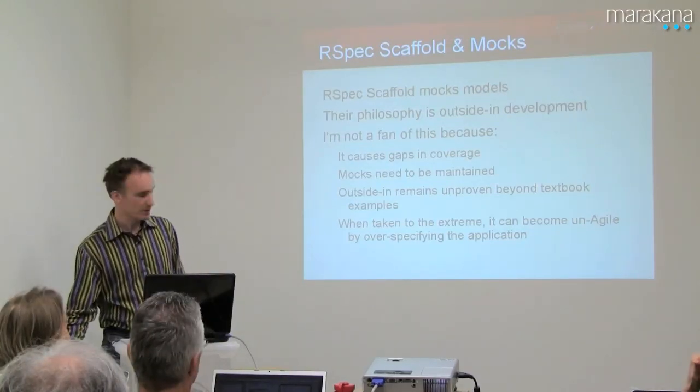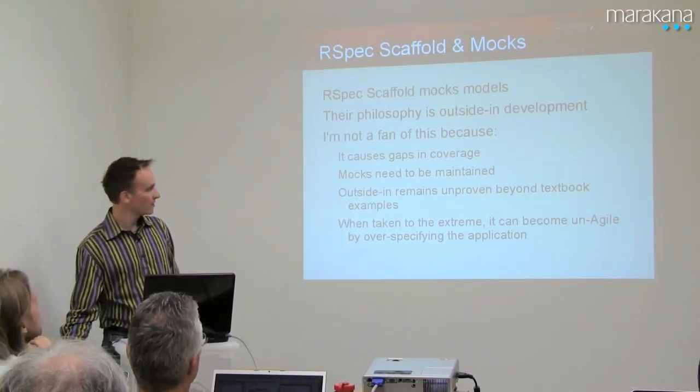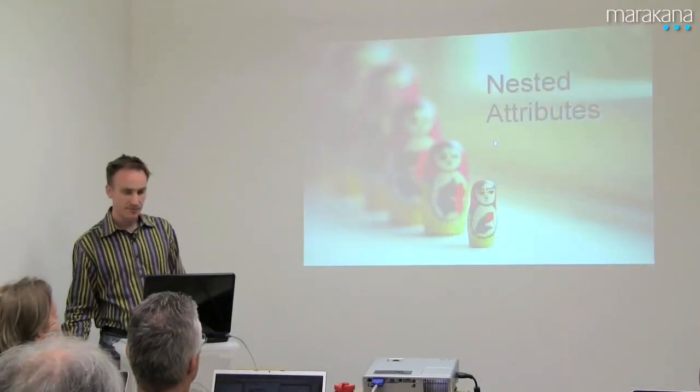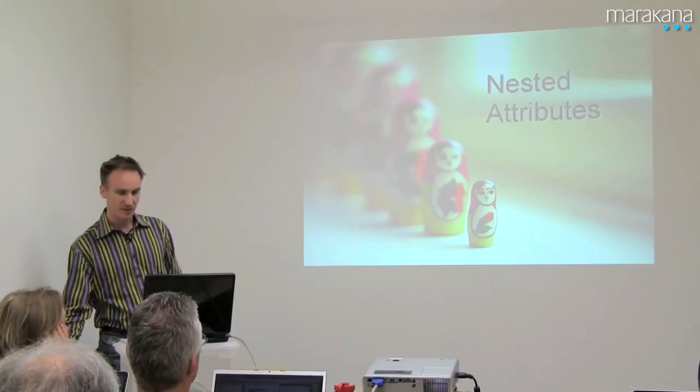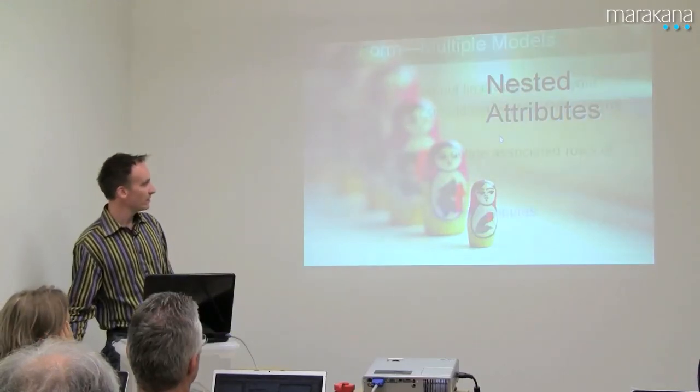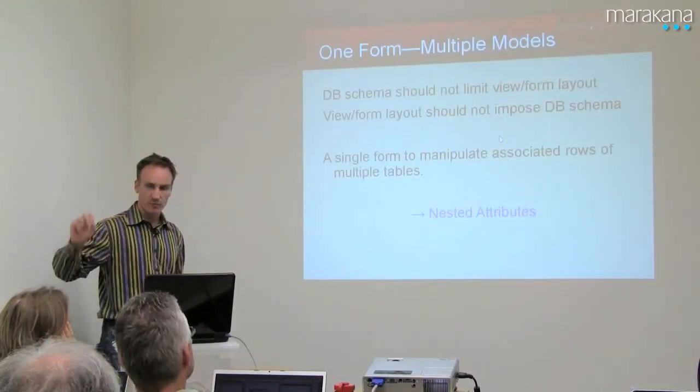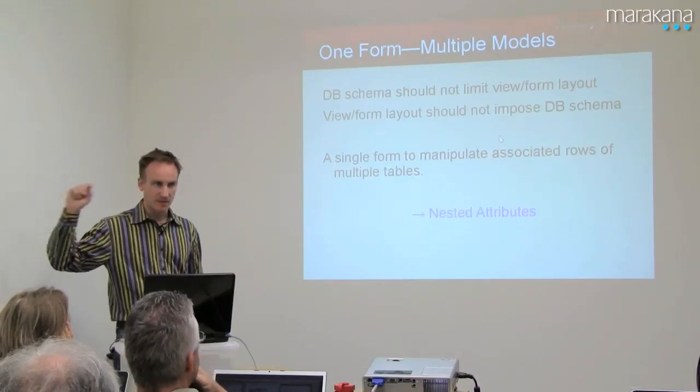Okay, I want to change gears. We want to go to nested attributes. This is the last bit, and this is good bang for the buck. Okay, what are nested attributes? They are single form, multiple models.